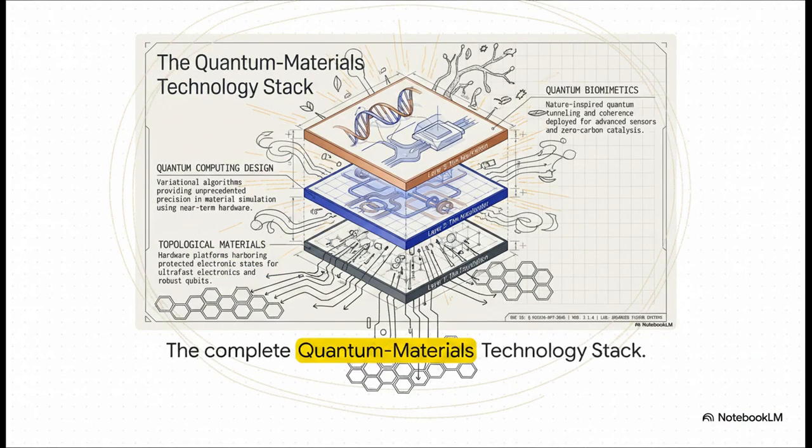Of course, to build these one-way electron highways, we need a completely new infrastructure. Let your eyes move up through this beautifully detailed 3D schematic. We've selected this visual so you can clearly see the complete quantum materials technology stack. Down at the bottom, Layer 1, the physical foundation of topological materials. In the middle, Layer 2, the logical accelerator of quantum computing design. And at the top, Layer 3, the application layer of quantum biomimetics. We're going to explore every single floor of this architecture, starting right from the ground up.